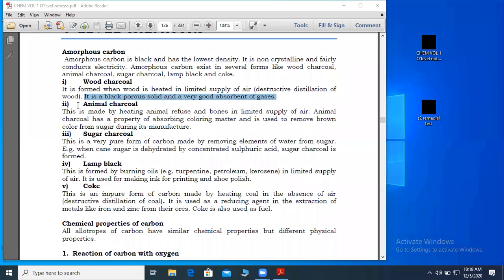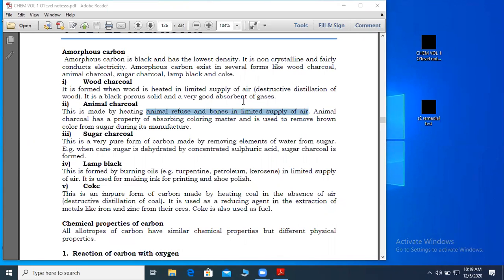Let us now go to what we call animal charcoal. We have two. We have wood charcoal and animal charcoal. Don't confuse, especially their uses. So animal charcoal is made by heating animal refuse and bones in limited supply of oxygen. It is formed by heating animal refuse and bones.